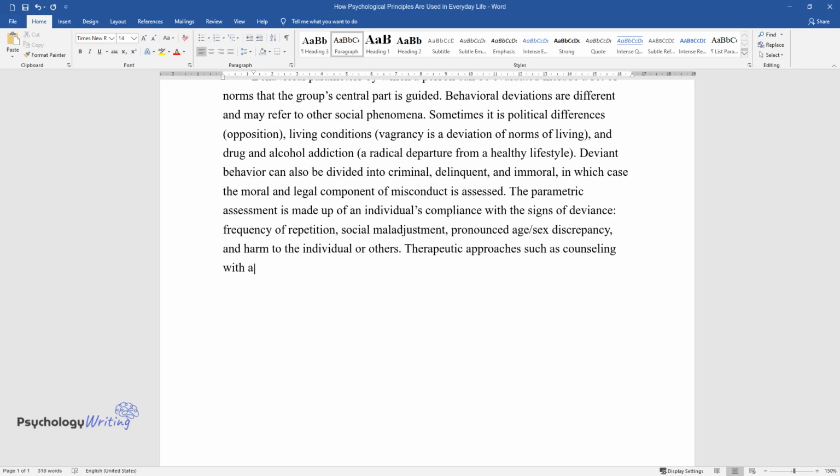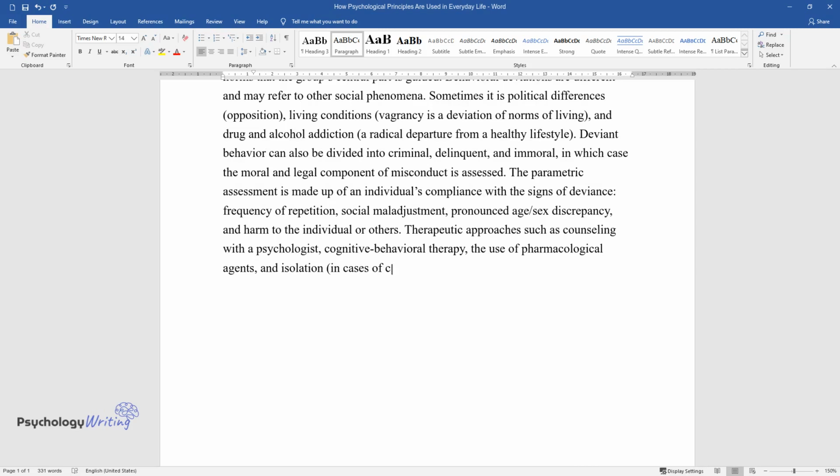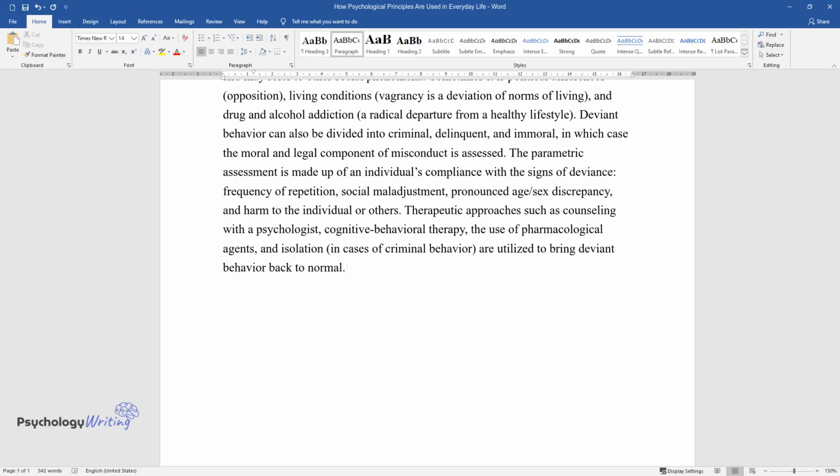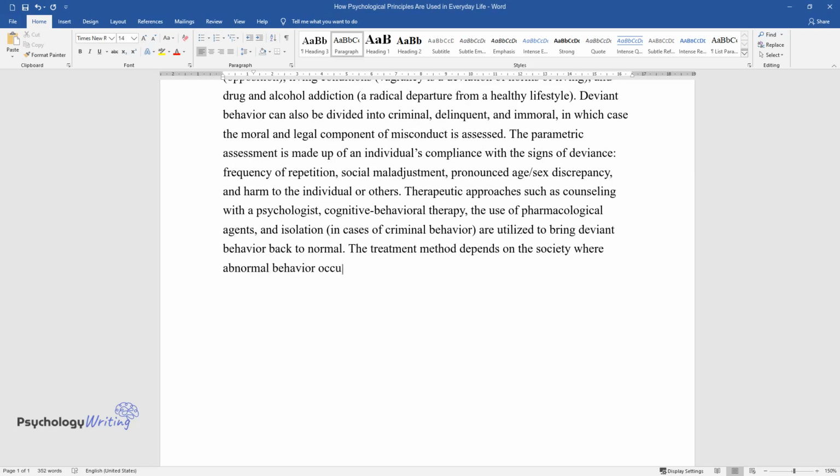Therapeutic approaches such as counseling with a psychologist, cognitive behavioral therapy, the use of pharmacological agents, and isolation, in cases of criminal behavior, are utilized to bring deviant behavior back to normal. The treatment method depends on the society where abnormal behavior occurs and its attitude toward people with deviations.